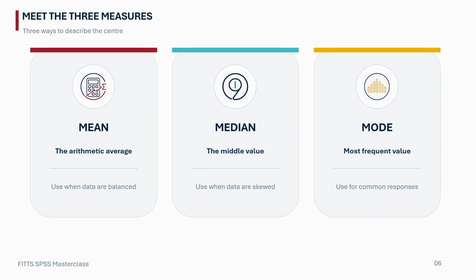And finally, there is the mode, which simply identifies the value that occurs most frequently. It's particularly useful when analyzing responses such as the most common age group, product choice, or survey response. Each of these measures answers the same question in a different way, and choosing the right one depends on the characteristics of your data rather than personal preference.